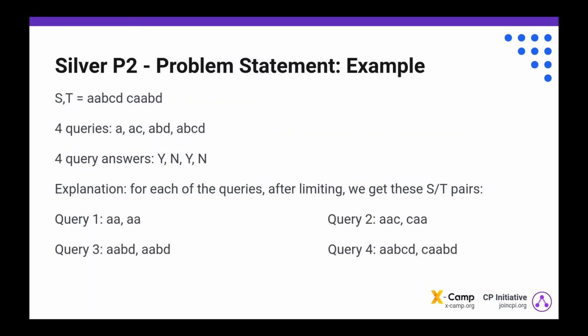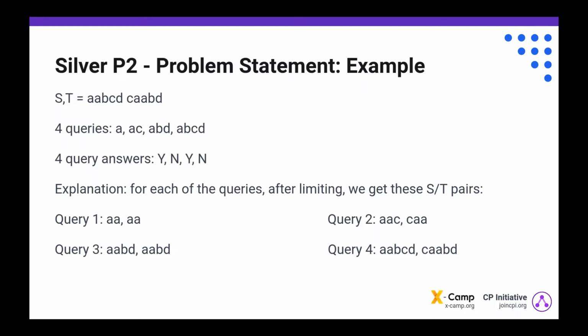Let's see an example. These are our S and T: ABCD and CABD. We are given 4 queries. The first query is only A, then AC, then ABD, then ABCD. There are 4 query answers, so the expected output should be YNYN.